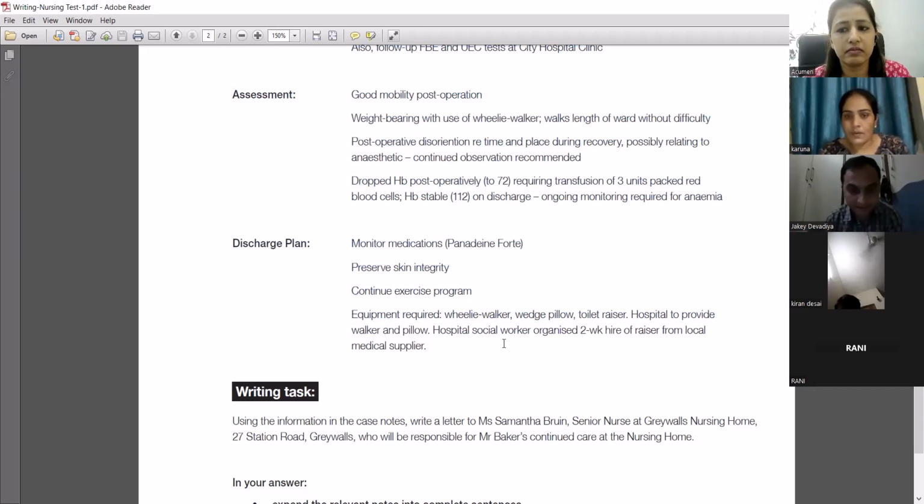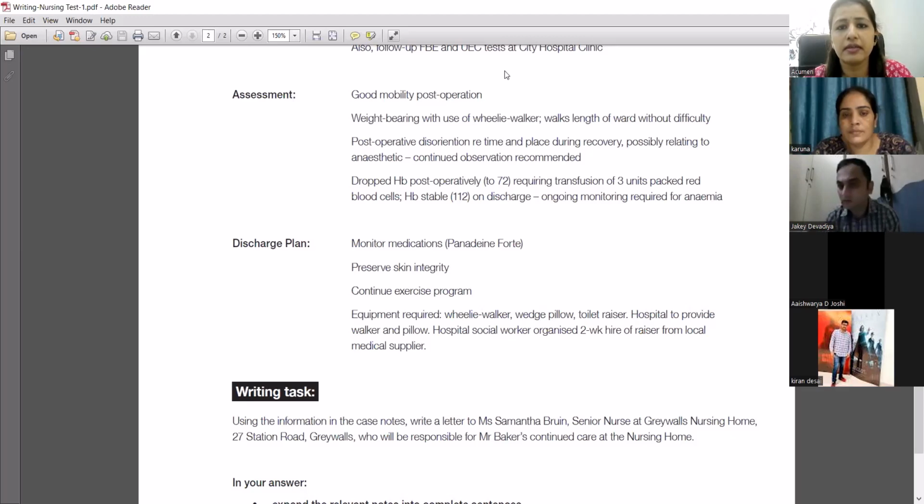And ma'am, in this case, the equipment which will be arranged by the hospital as well as the social worker, they are going to organize a 2 week hire of a riser from a local supplier. So the two parts are separate. One thing which is arranged by the social worker and another thing which is organized by the hospital itself. Can we write only one sentence, like the hospital has arranged the required equipment for the patient? You can, yeah. But then instead of just writing the required equipment, be specific. Exactly which equipment. Okay. And is it also required to mention that they have arranged it from the local medical supplier? I think that is fine if you don't include it. But mainly it is important for them to know that the patient needs this equipment and we have already made arrangements for it. So now they don't need to intervene.